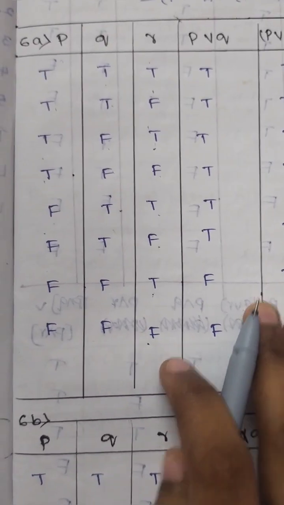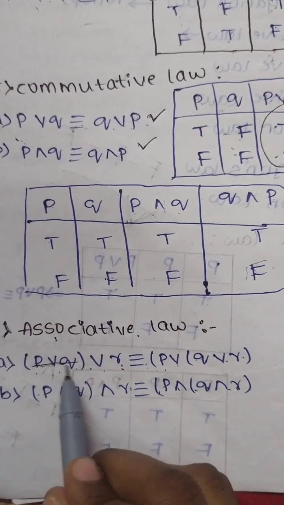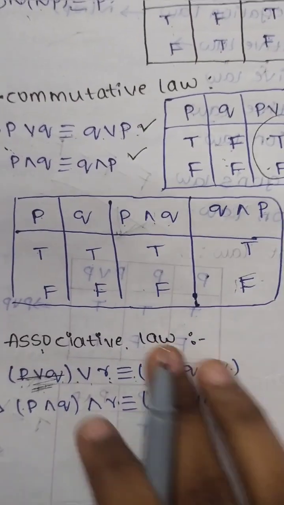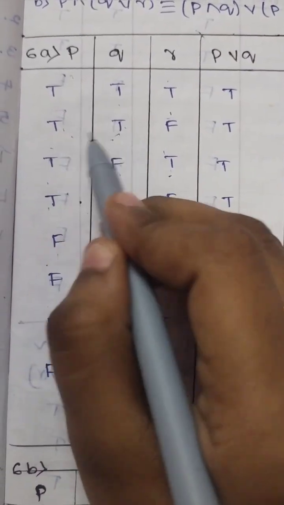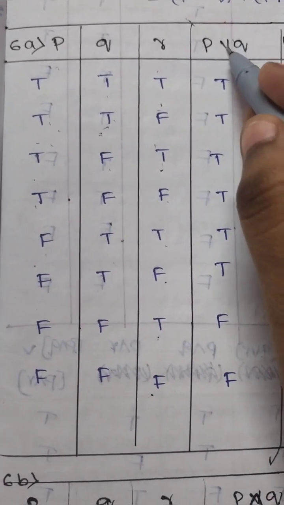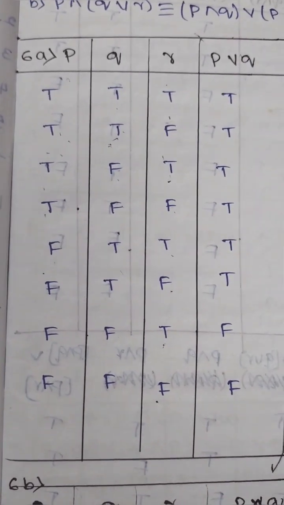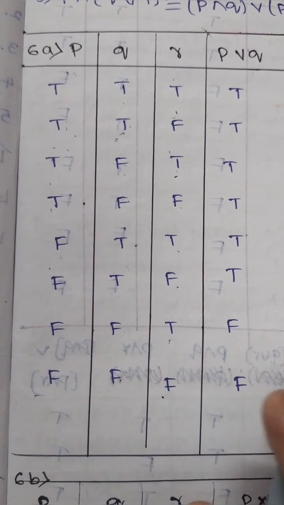So first they are asking to find P or Q. So how to find P or Q? By using these P and Q values. So what is the R condition? When P is false and Q is false, then only false, remaining all are true.